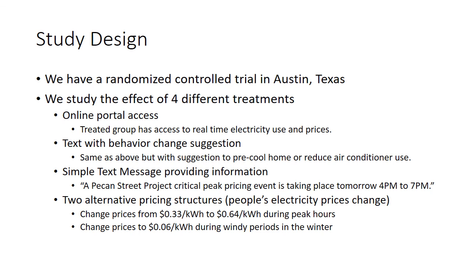And then we had 2 alternative pricing structures. One is that we change prices from 33 cents per kilowatt hour to 64 cents per kilowatt hour during the peak hours between 4 and 7 p.m. And then we change prices to 6 cents per kilowatt hour during windy periods in the winter. So we have a simple provision of information, and then a text with suggestions, and then a text with more actionable messages telling you that the next day we would really like you to conserve electricity consumption, and then price changes.